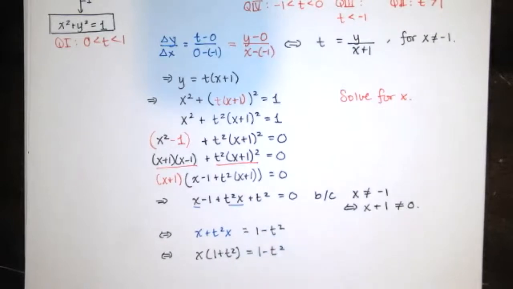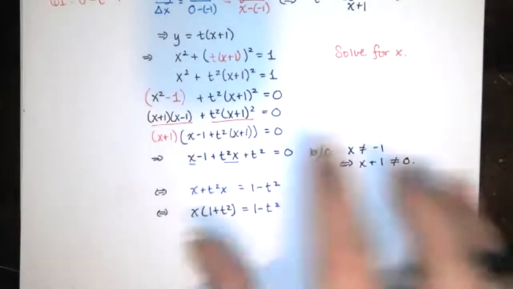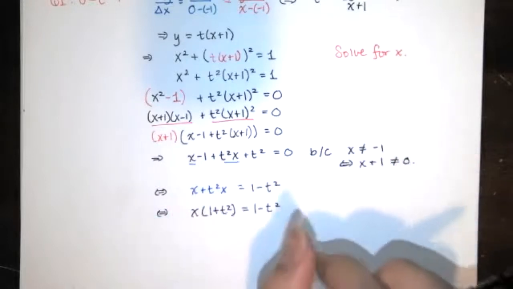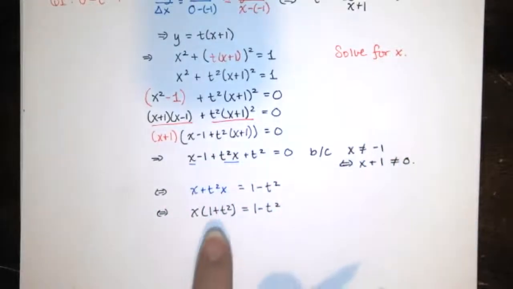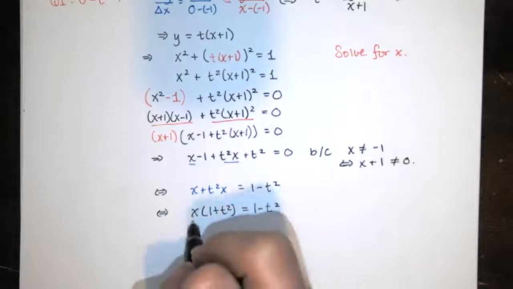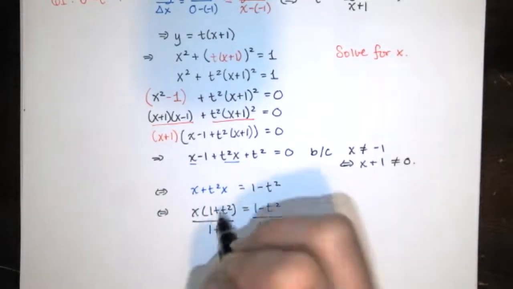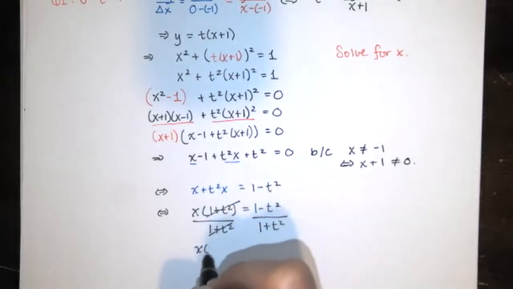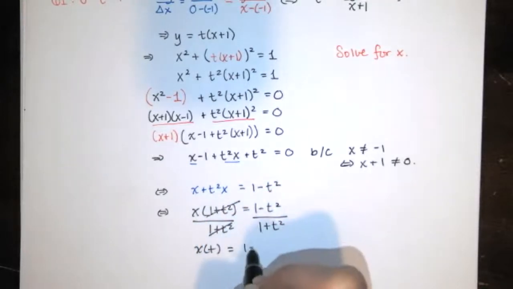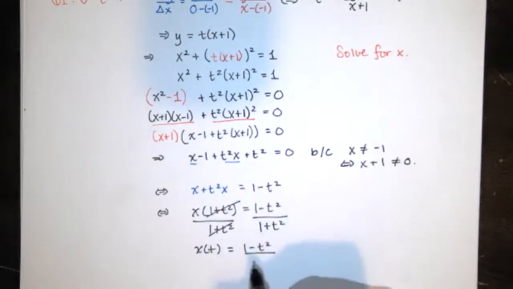It's just pre-calculus stuff. You get all the x's on one side, everything else that does not involve x on the other side. Factor out the x. And if you're trying to get x by itself, you divide. So now we have a parametric equation for x. X is 1 minus t squared over 1 plus t squared.